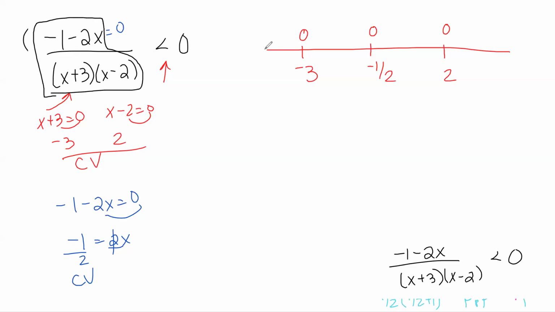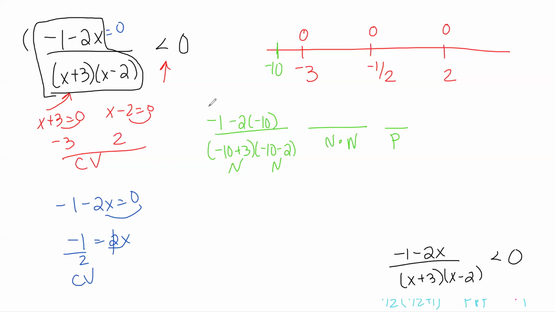Pick your favorite number. I'm going to pick -10. So we have -1 minus 2 times -10 all over -10 plus 3, -10 minus 2. The bottom, that's negative, that's negative, so the bottom's actually positive. The top, -1, this would be plus 20, so that's positive, which will be positive, put a P, scribble out. Again, if you don't want to do all that arithmetic, put it in the calculator with the parentheses. That's important.